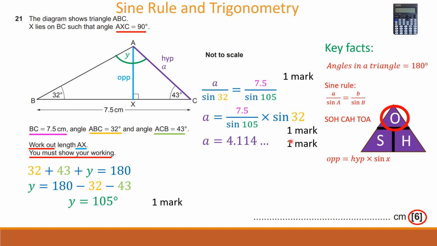So from here, we've got to put the values into the formula. So the opposite, A to X, is going to be my hypotenuse, which is the length A, which is 4.114. Remember, don't round that value. And then times by sine of the angle which is given, which is sine of 43. And this is your fifth mark. From here, we literally just need to type this in the calculator. So you should press the answer button times by sine of 43, press equals, and you get 2.8 for your sixth and final mark. Remember, always write your answer on the dotted line to make sure your answer is nice and clear.